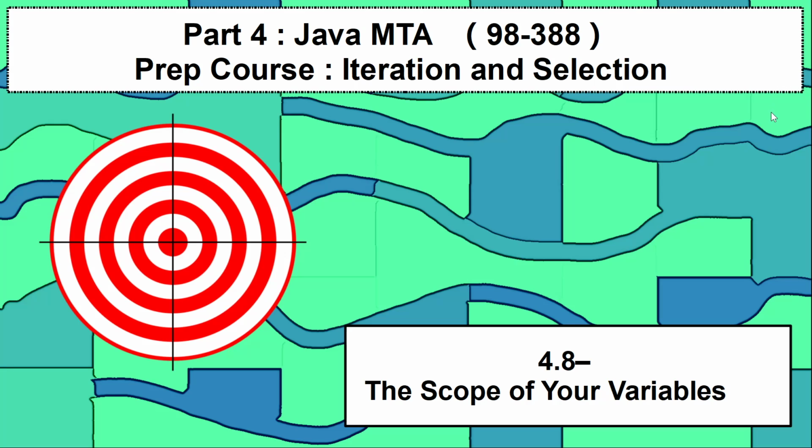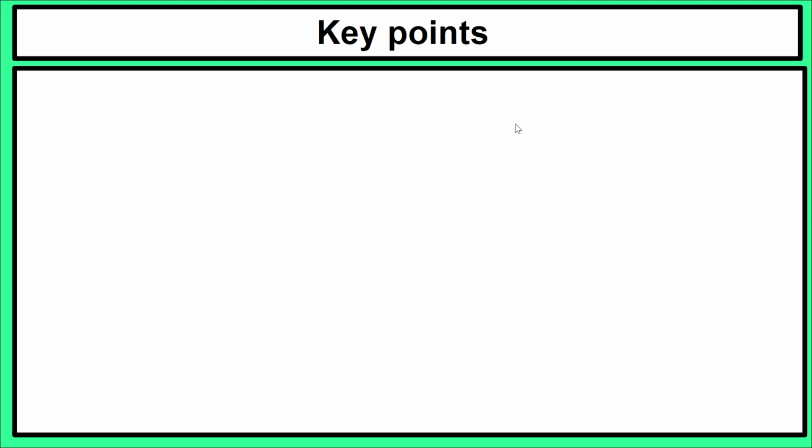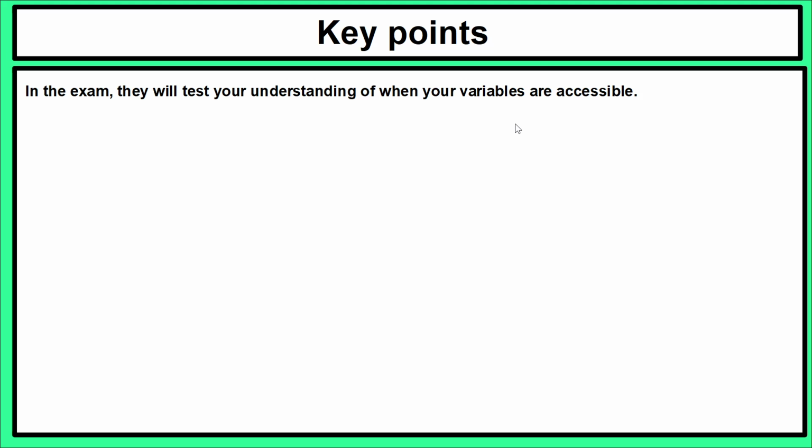In this video we're going to be looking at the scope of your variables and how to understand the scope when reading your code. So the first thing I'm going to do is talk about the key information that you need to remember and then give you some MTA style questions for you to test your knowledge. For the scope, you need to understand when your variables are accessible.